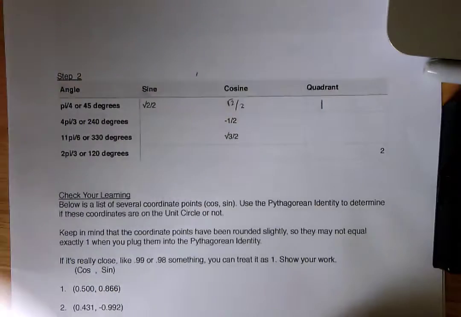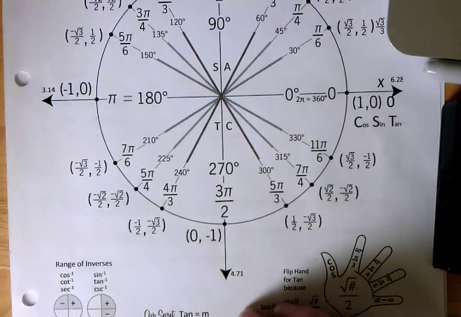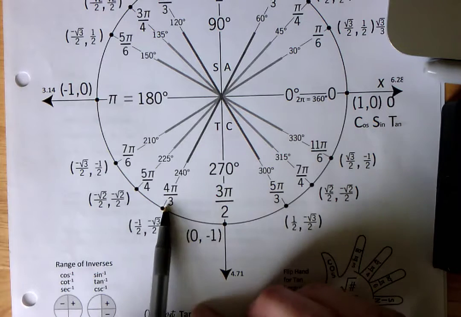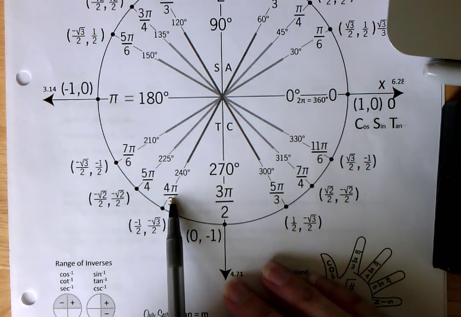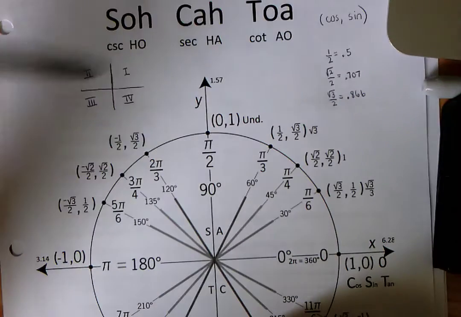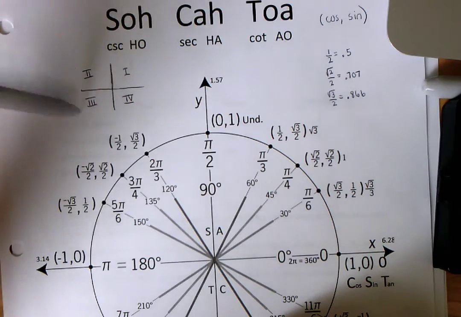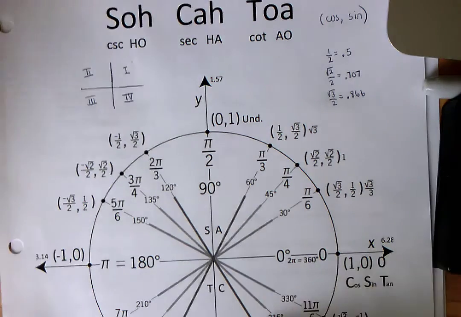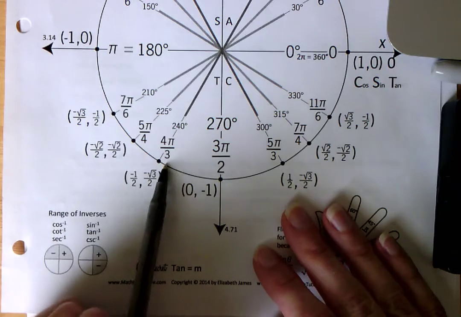So let's look at that. So where do we find 4 pi over 3? Here it is. So 4 pi over 3 is this bottom left quadrant, okay? And if you look up here, it's 1, 2, 3, 4. It kind of looks like a C. 1, 2, 3, 4. So 3 is the quadrant that 4 pi over 3 is in. So I know to put a 3 for that quadrant.